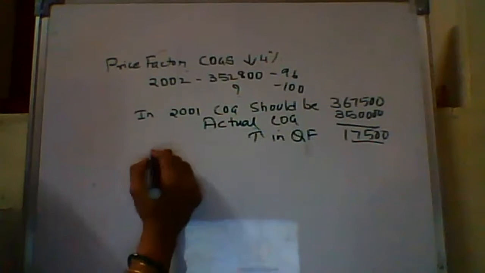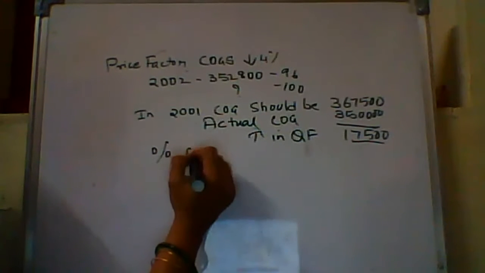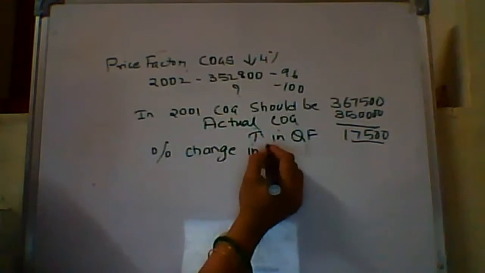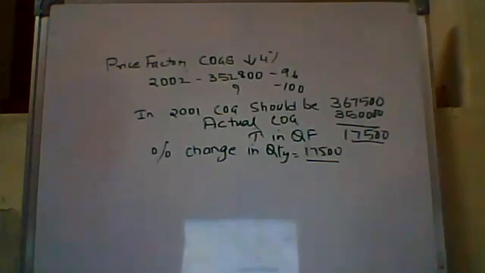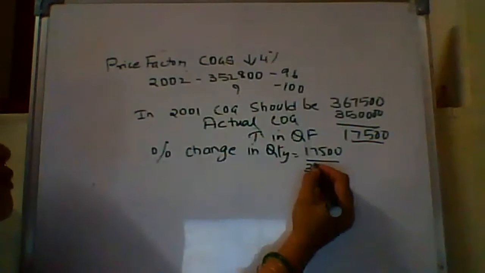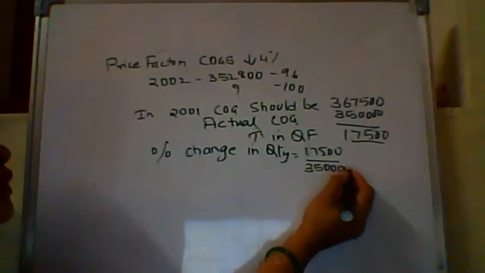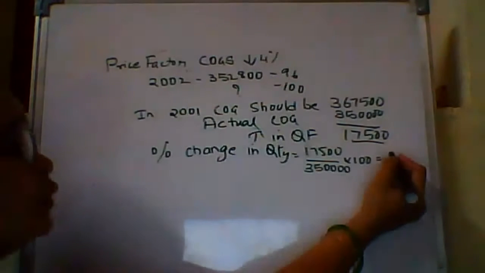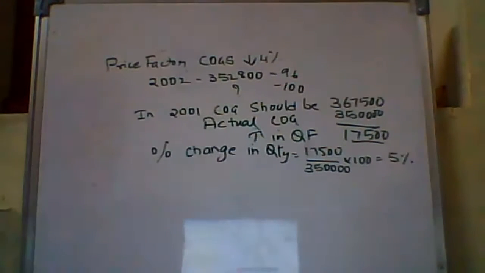You will find out the percentage. What is the percentage change in quantity? The quantity factor gives you 17,500 divided by 3,50,000 into 100, which is 5%. So 5% is the change in the quantity.